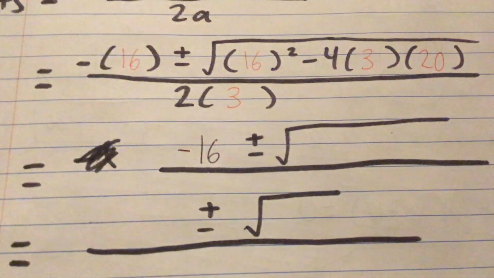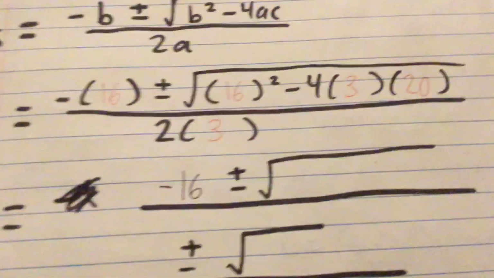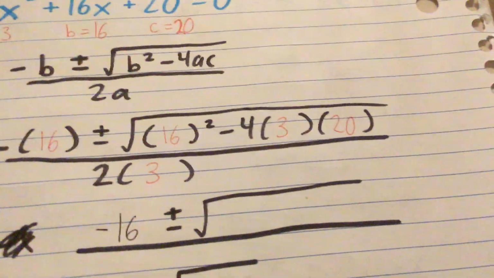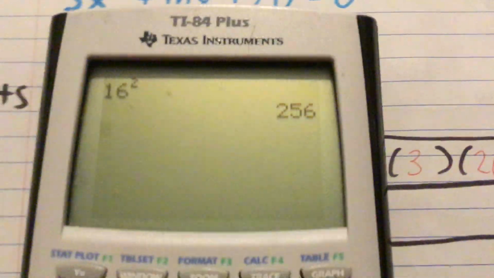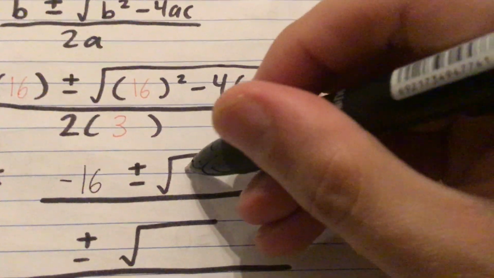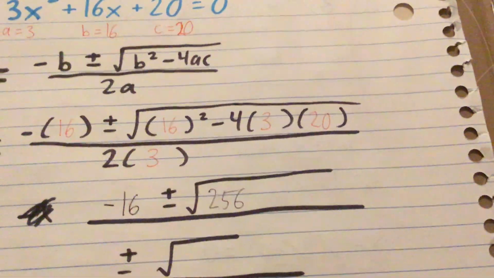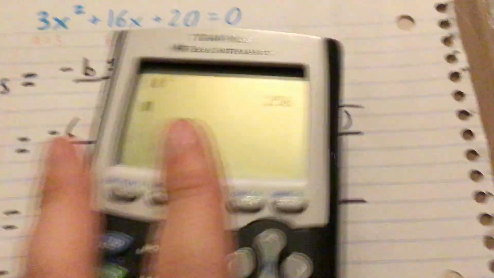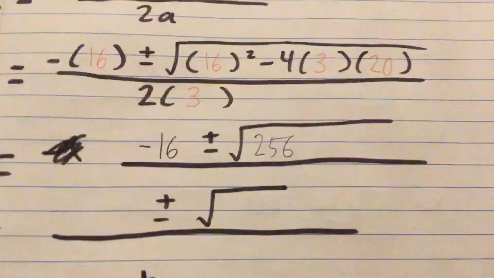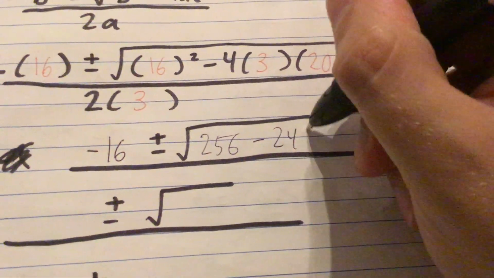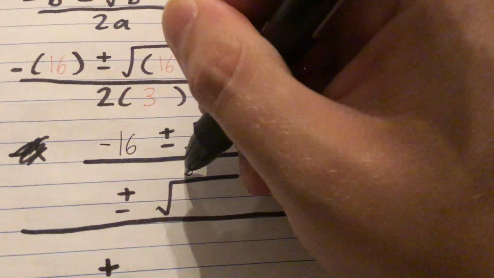All right, so let's clean this up a little bit. This is just negative 16, so I'm going to put a negative 16. Plus or minus the square root of 16 squared. So I'm going to plug in whatever the calculator says for 16 squared, because I don't know that off the top of my head. I believe it is, yes, I was right in my head, 256. Okay. And then I'm going to do negative 4 times 3 times 20. So that would be negative 240. Okay. All that over 2 times 3, which is 6.